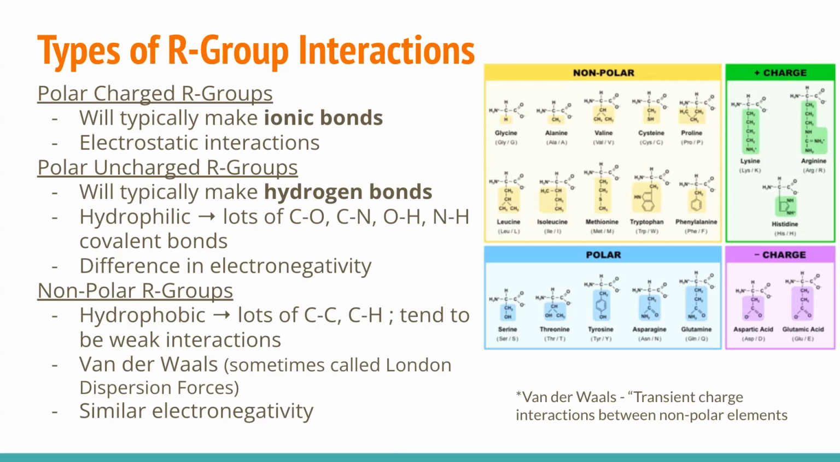Polar uncharged R groups will make hydrogen bonds. These are the dipoles that we see. They're not fully positively charged or fully negatively charged. Their partial positives and partial negatives are going to attract each other and make these hydrogen bonds, again with the difference in electronegativity. These are polar, so they'll usually be on the outside of the protein. They're not going to be hidden away.